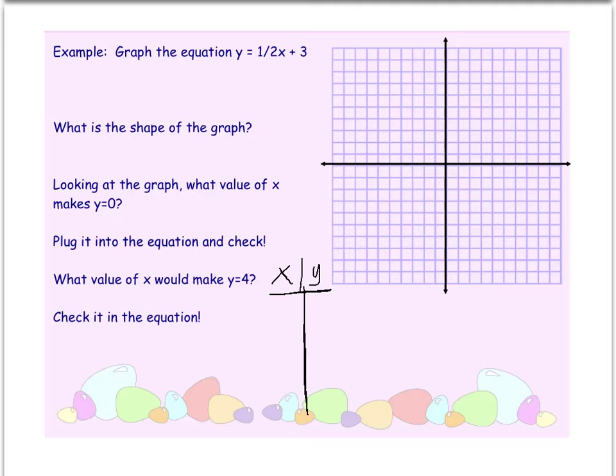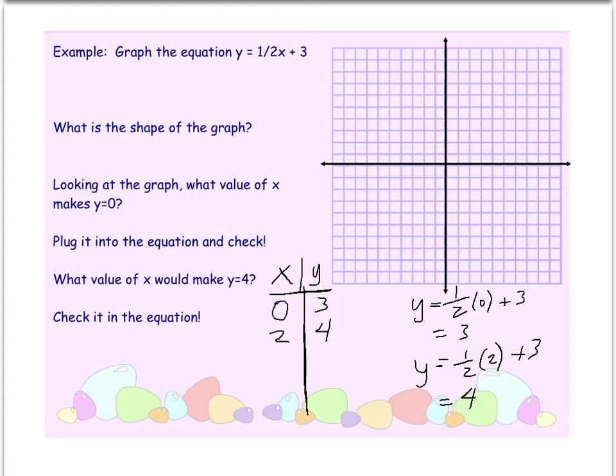So let's figure out a couple points. Again, 0 is an easy one to plug in. So y equals 1/2 times 0 plus 3, which gives me 3. And how about 2? y equals 1/2 times 2 plus 3, which is just 1 plus 3, which is 4. That gives me 2 points. Do I need any more than 2 points to graph a line? I can do a third for insurance. Let me do 4. For 4, I get y equals 1/2 times 4 plus 3, which should be 5.